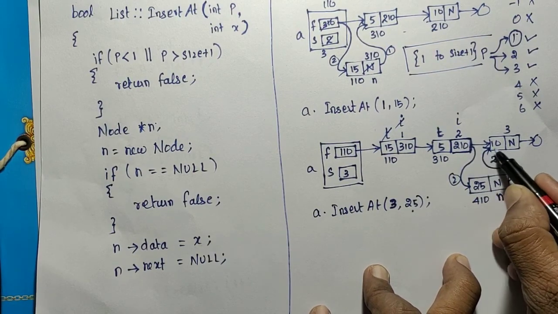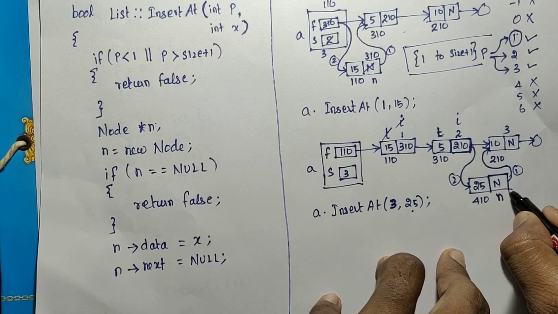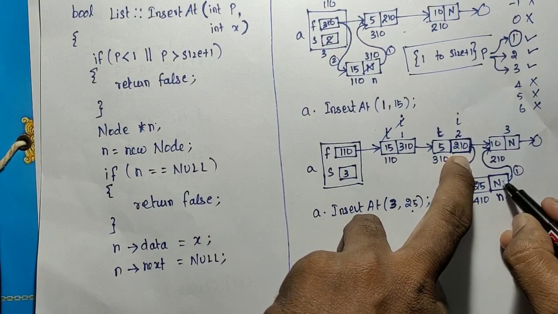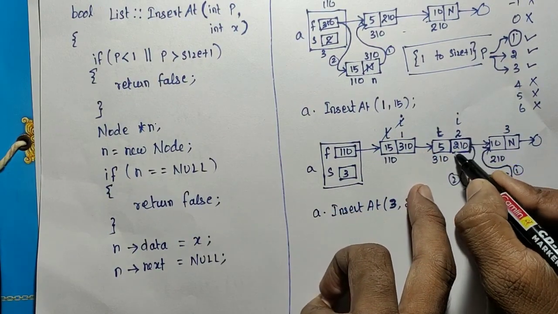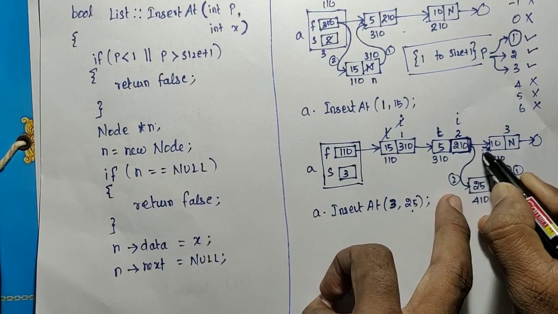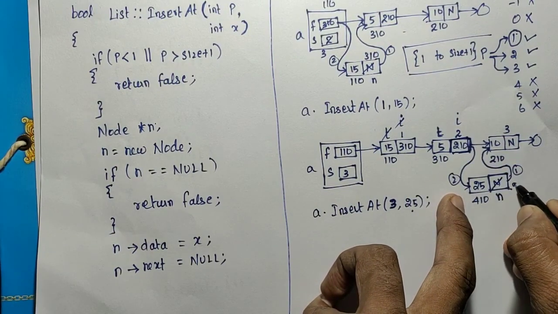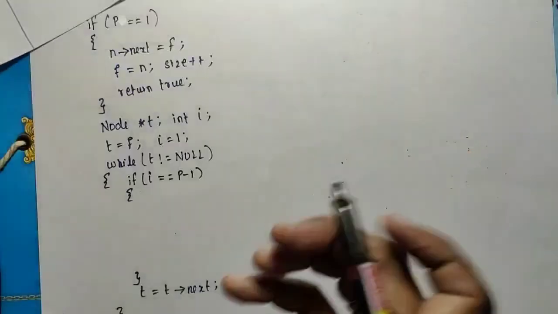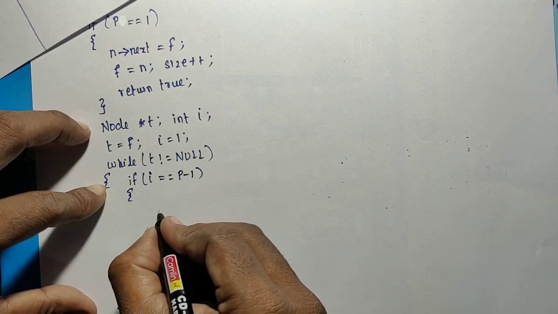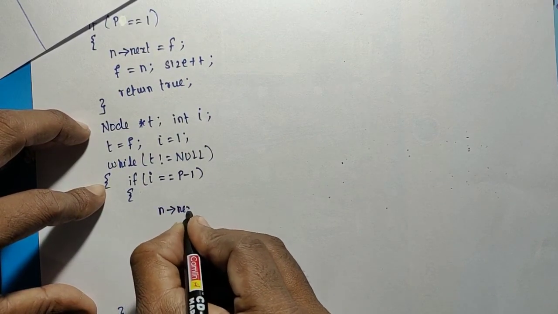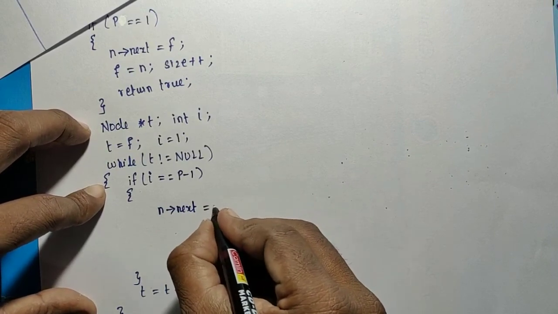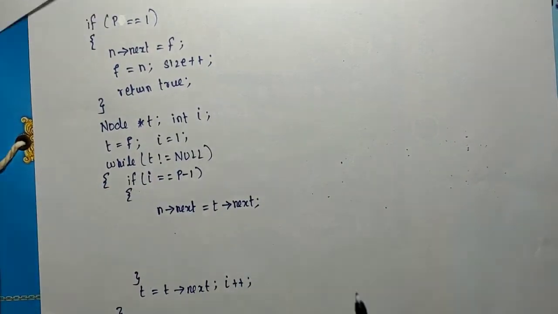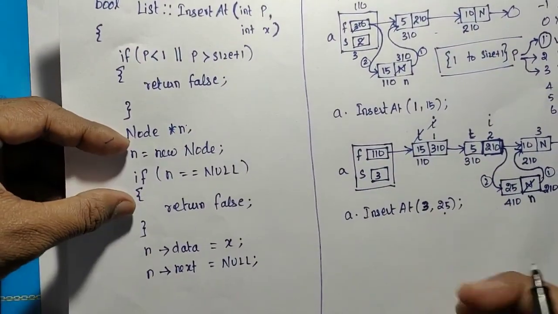After which we have to change this. If I want to create this link first, I need to change this field from null to 210. So what is the current T of next? This field is nothing but T of next. Current T of next has to be copied to the N of next field. So that is step 1. That I have to do here: N of next has to be T of next. So the 210 will be copied to here.